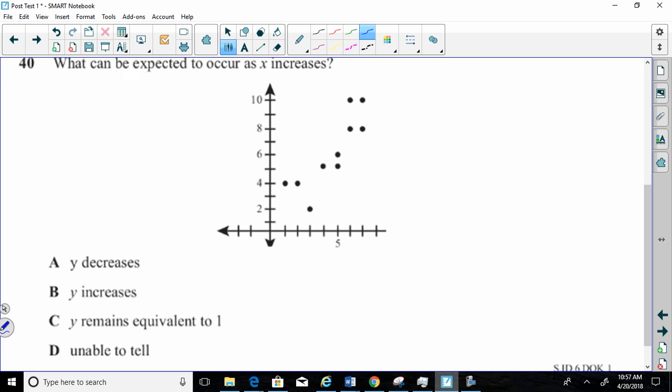Then as x increases, what's happening? The y is increasing. So if it's a positive slope, as the x is getting bigger, the y is getting bigger. If it was decreasing, as the x gets bigger, the y gets smaller. What's that third point? Y remains equivalent to 1.